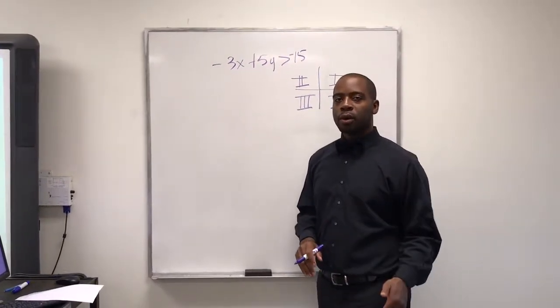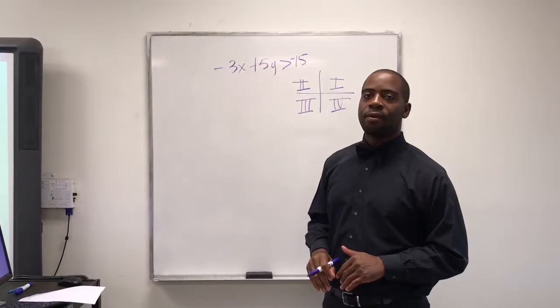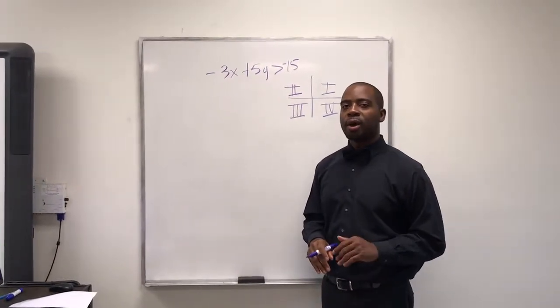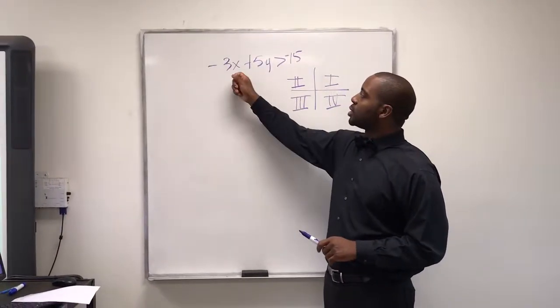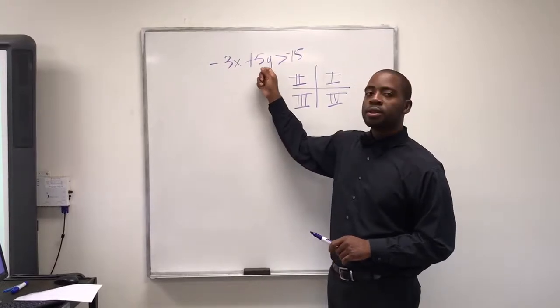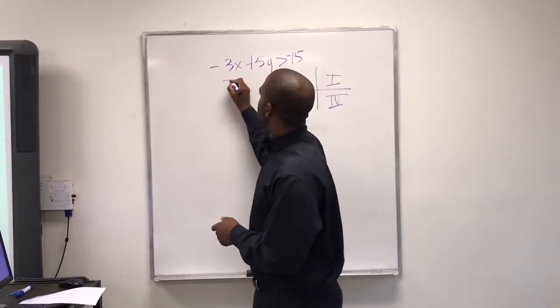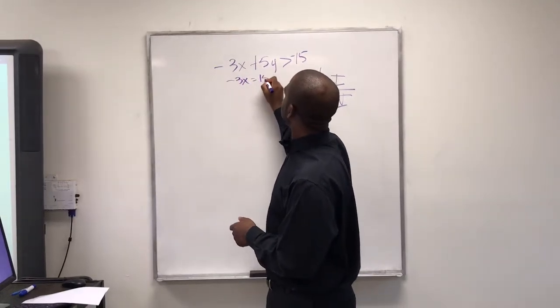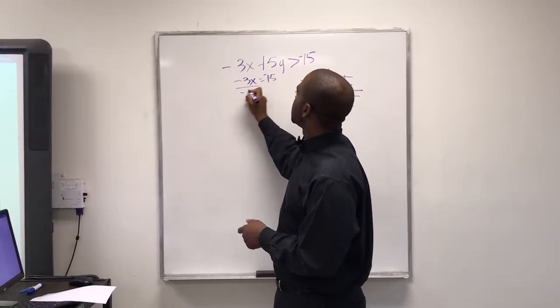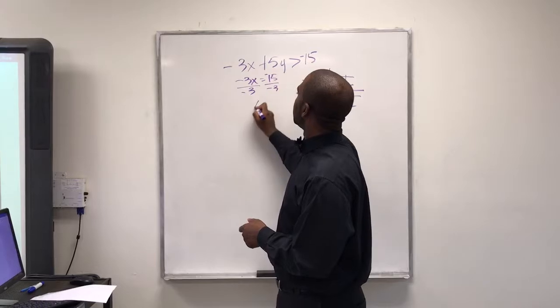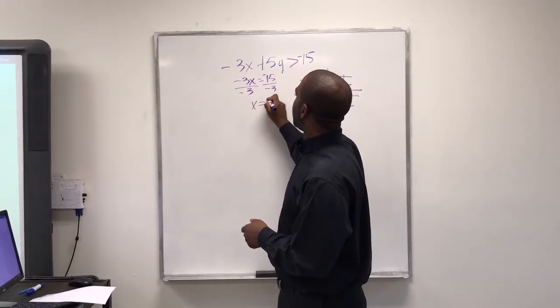Remember, when we're dealing with equations and inequalities in standard form, we need to find the x and the y-intercept. So to find the x-intercept, we're going to substitute y for 0 and solve for x. So that's gone, giving us negative 3x equals negative 15. Divide both sides by 3 to solve for x, and our x-intercept is 5.